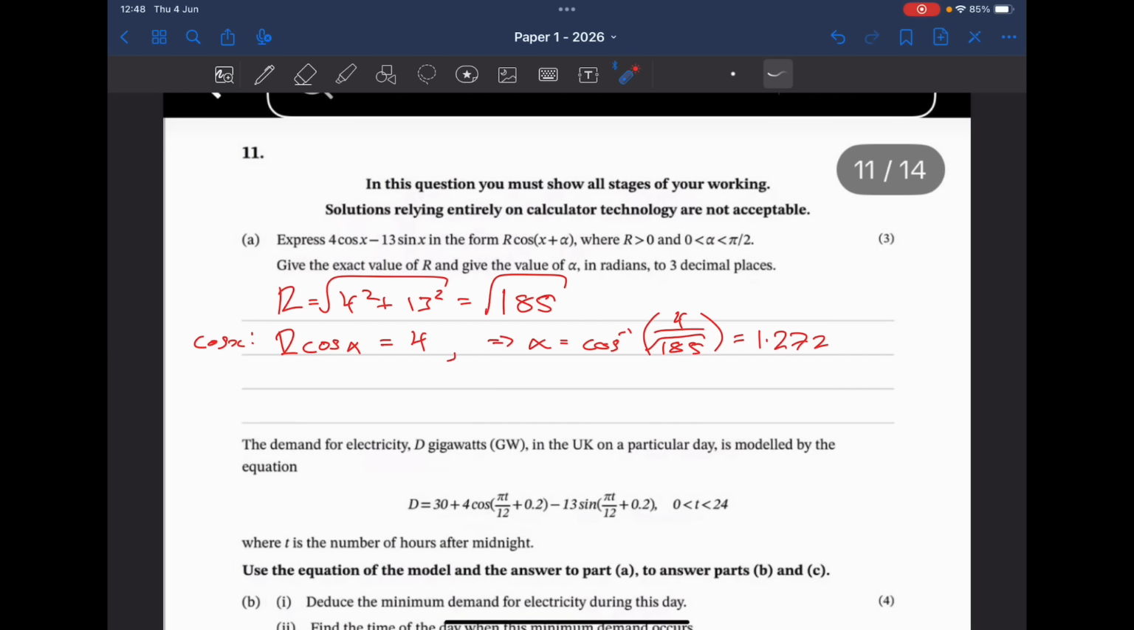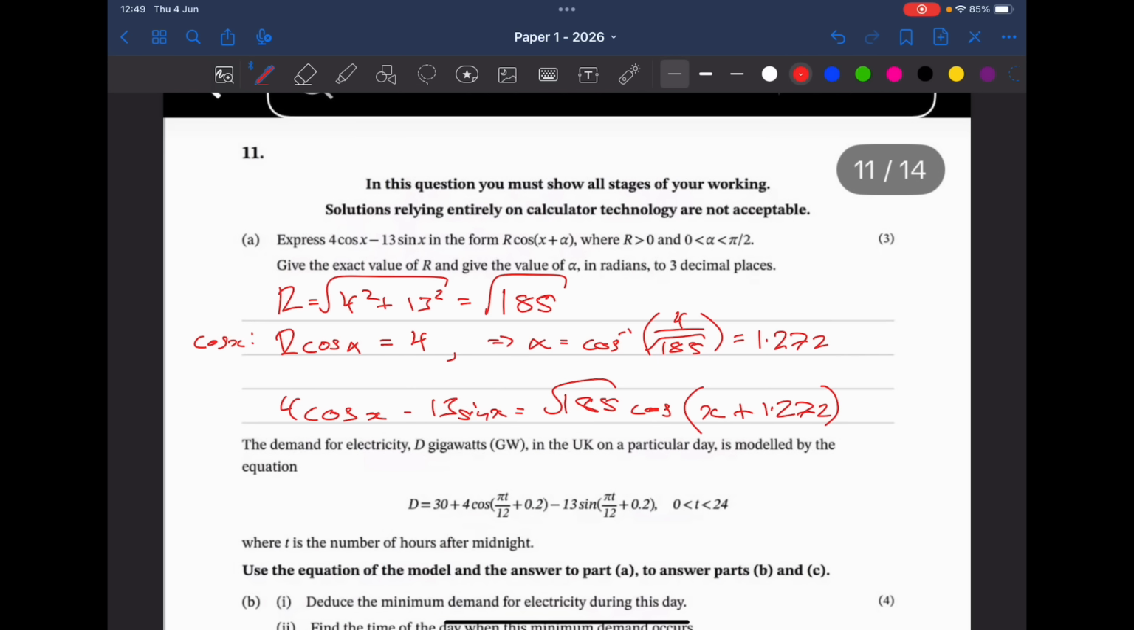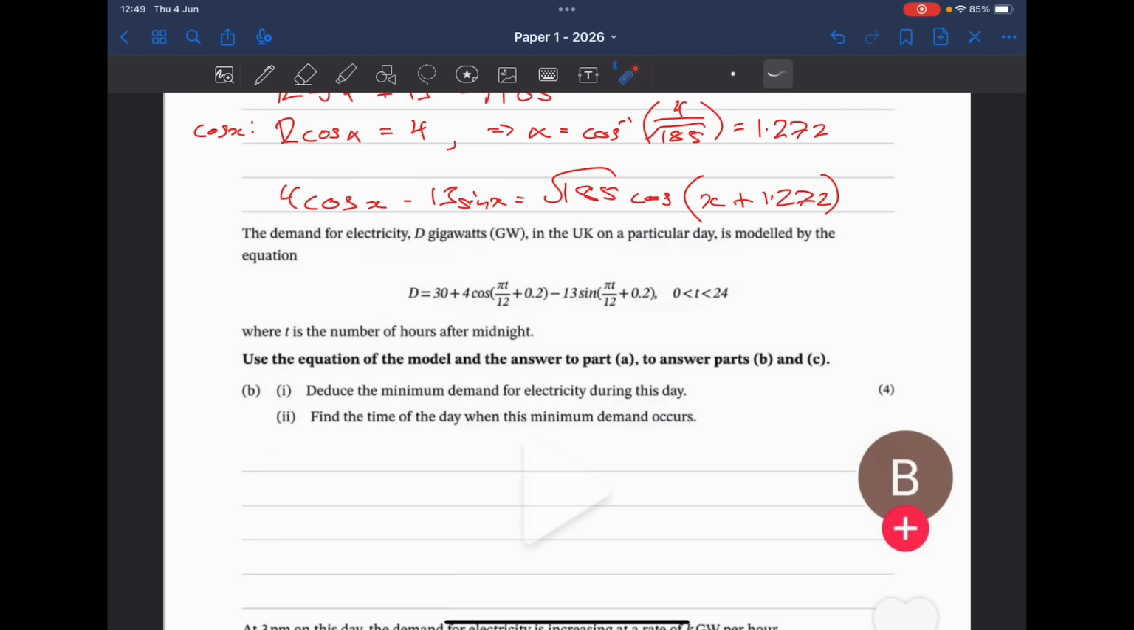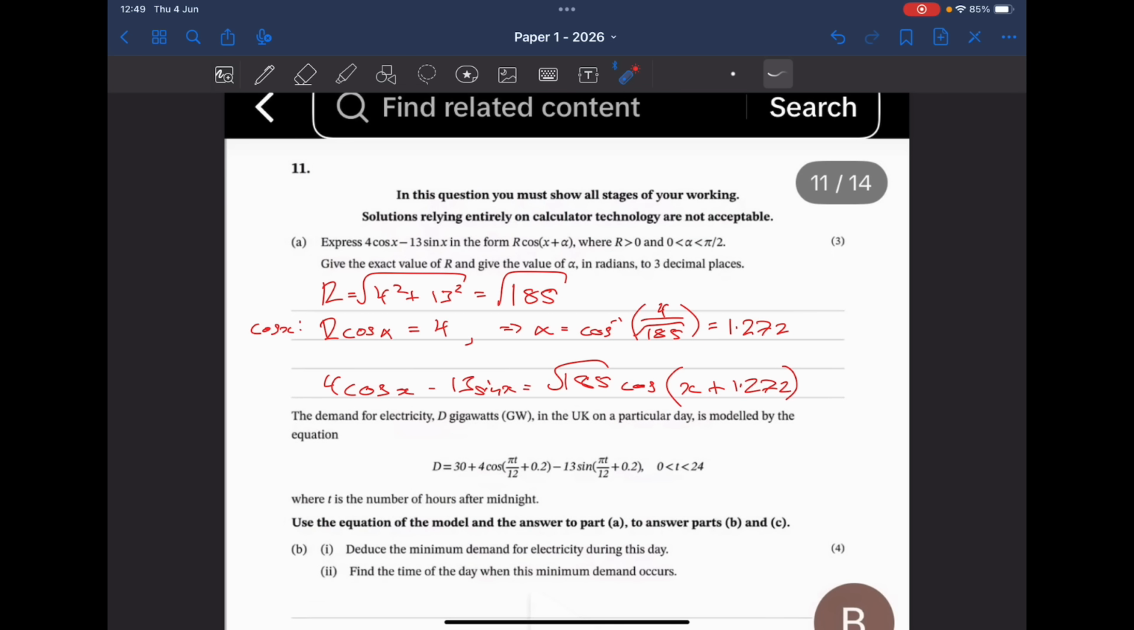I suppose I would express it. I mean, it's expressed in that form, so I will still write that down. So 4 cos x minus 13 sin x is equal to root 185 of cos of x plus 1.272. Nice. Now we've got this one for electricity in gigawatts. So it's the same thing as above, yeah? It's the same thing as what I've got up there.